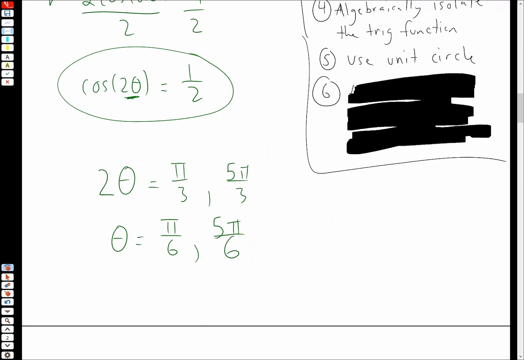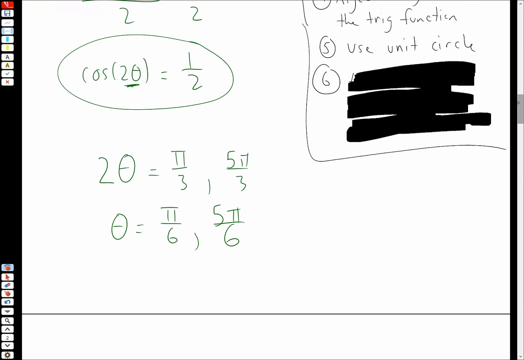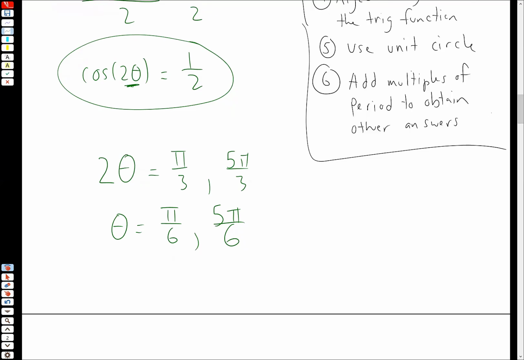Now, what you guys saw when you were visualizing trig equation solutions is that when the period has been adjusted, we might have more solutions. In fact, we are going to have some more solutions that we don't have here. So how do you find the other solutions? That brings us to our last step: we add multiples of the period to get the other answers.